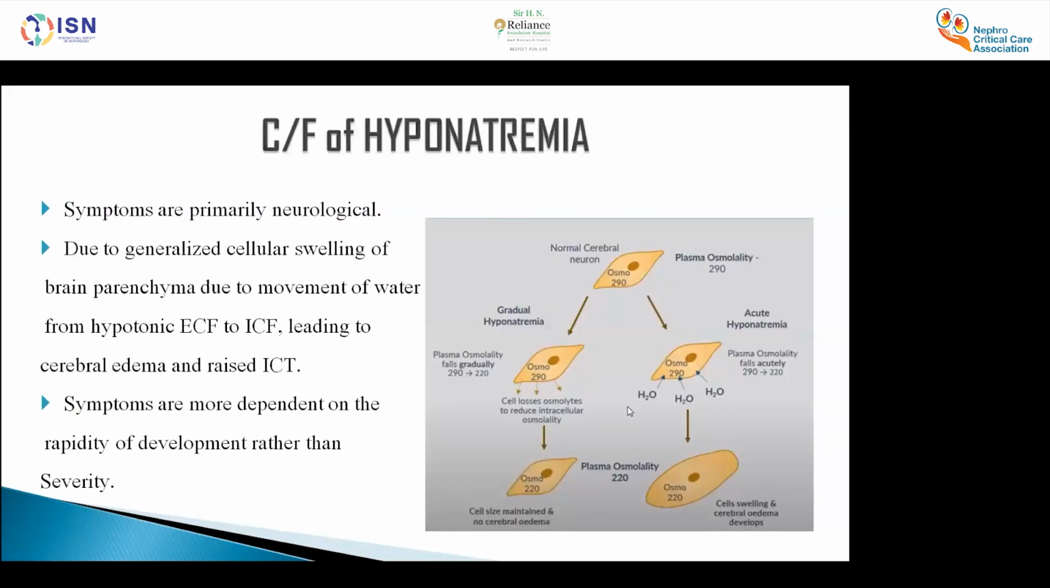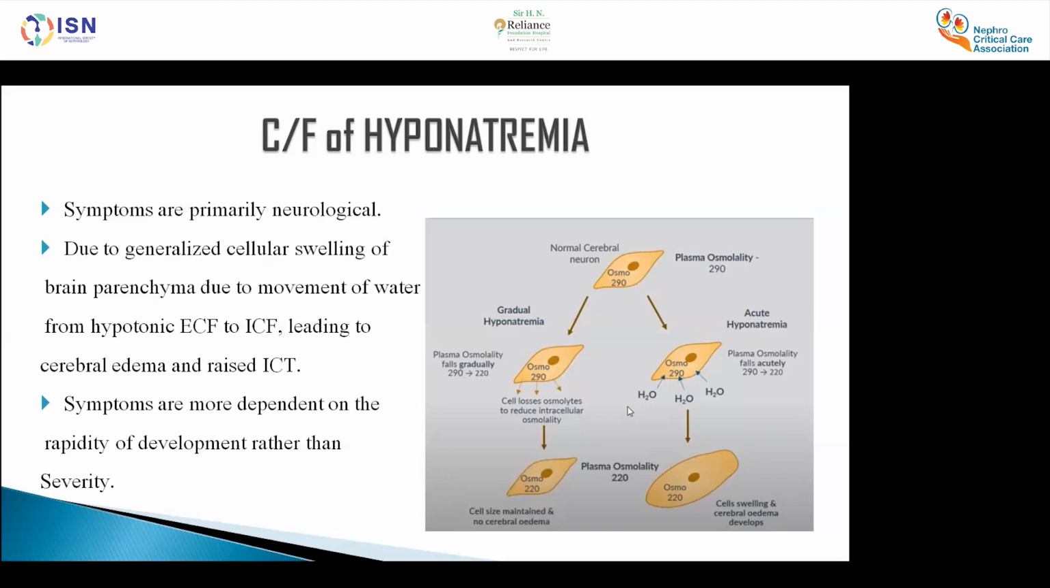So clinical features of hyponatremia. Usually, hyponatremia primarily manifests as a neurological condition. This is due to the generalized cellular swelling of brain parenchyma due to movement of water from hypotonic extracellular fluid to intracellular fluid, leading to cerebral edema and raised ICT. So symptoms usually are more dependent on the rapidity of development rather than the severity of hyponatremia.